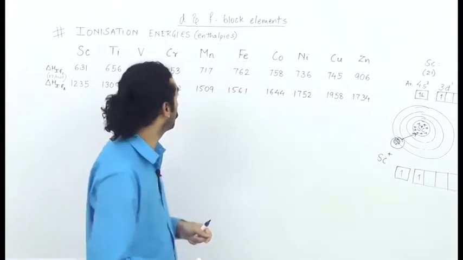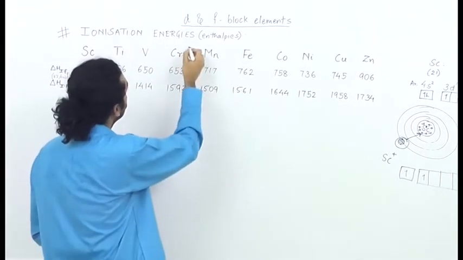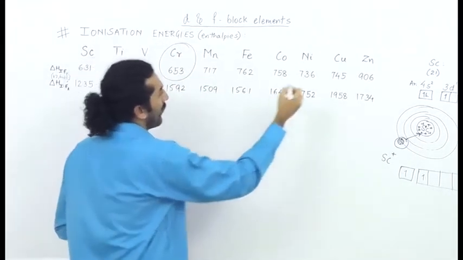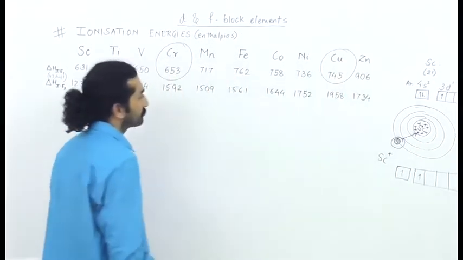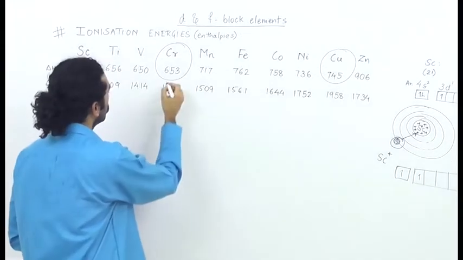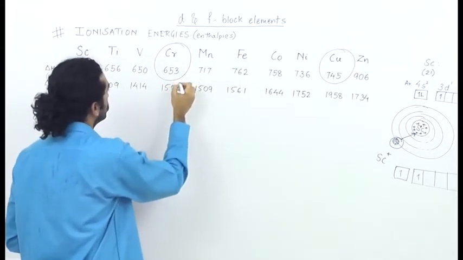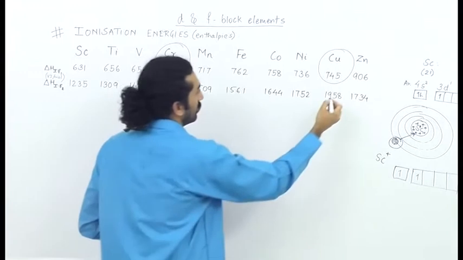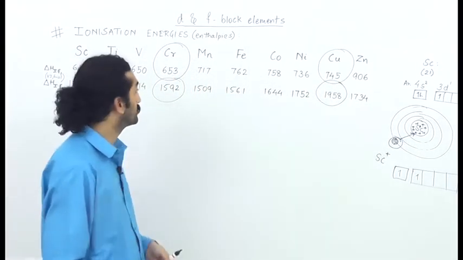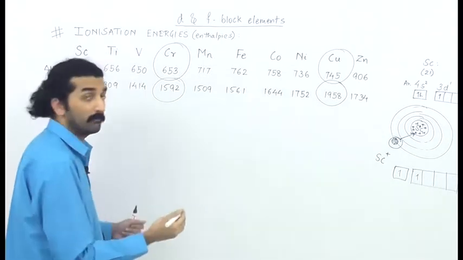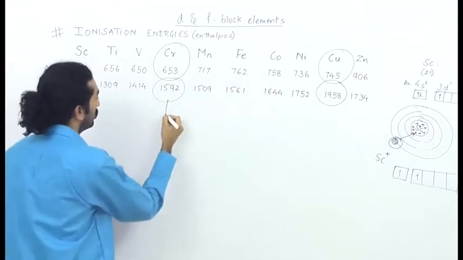Why does that thing happen? Those exceptions are particularly for chromium and particularly for copper, right? These we will discuss, and for that matter even these numbers are of high importance and will help you in solving MCQs as well. Let us discuss chromium and copper first, right?